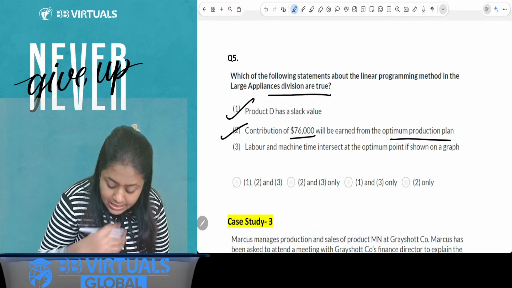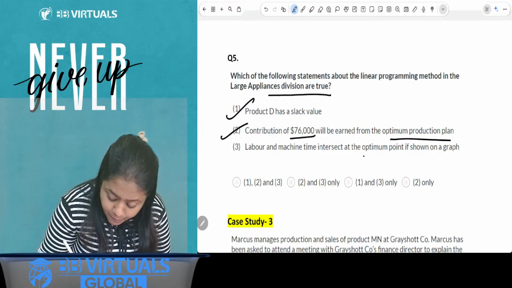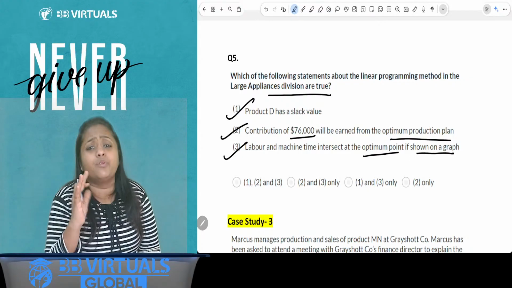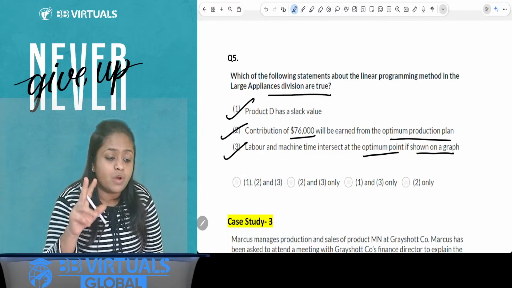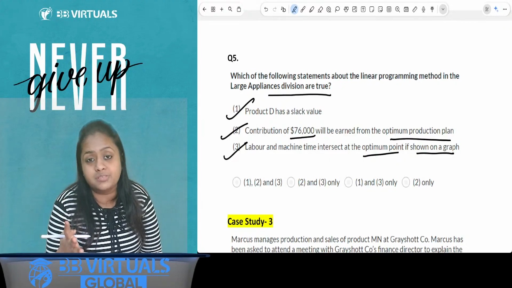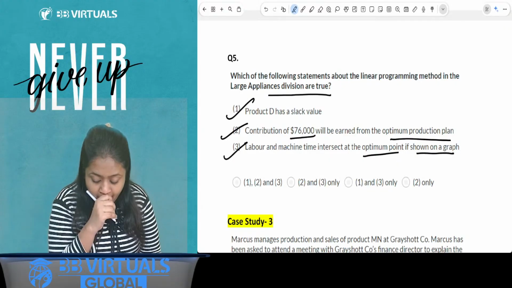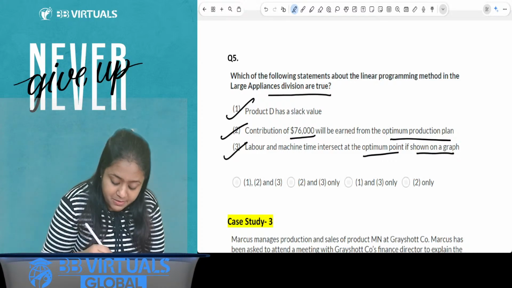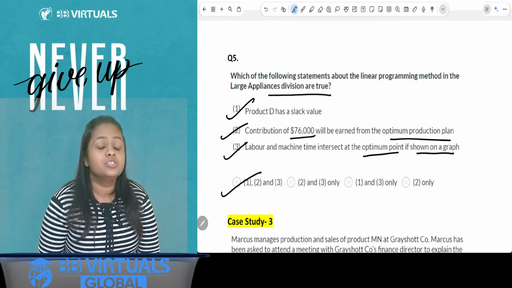Labor and machine time intersect at the optimum point if shown in the graph. Absolutely correct. Even I don't need to see the graph because these two are binding constraints. Since these two are binding constraints, of course they would always intersect only at the optimum point. Clear? So all three statements are correct. My answer is A. So I hope I'm very clear.